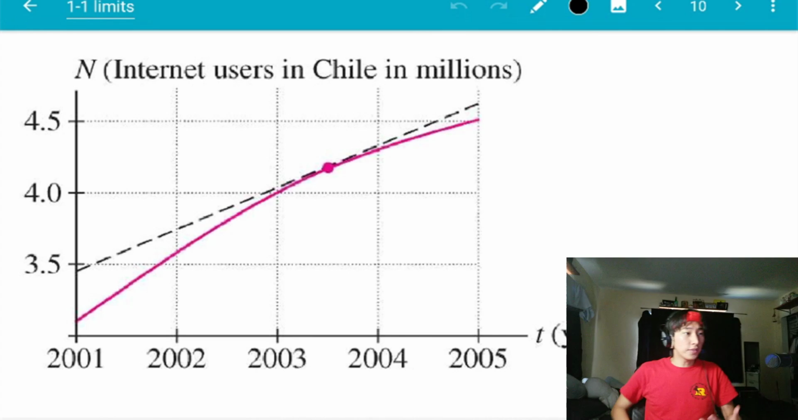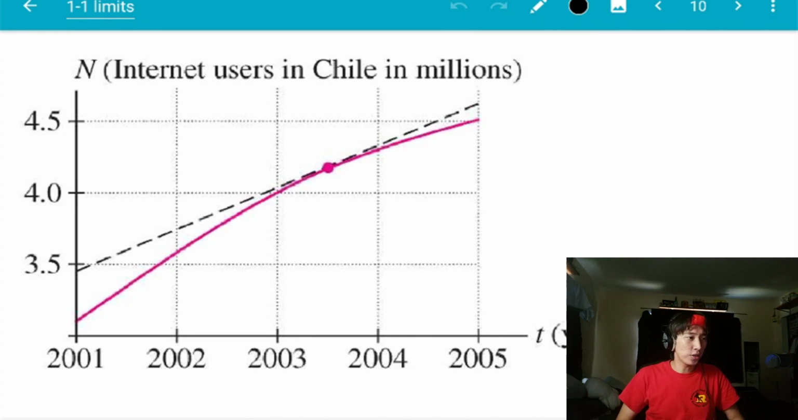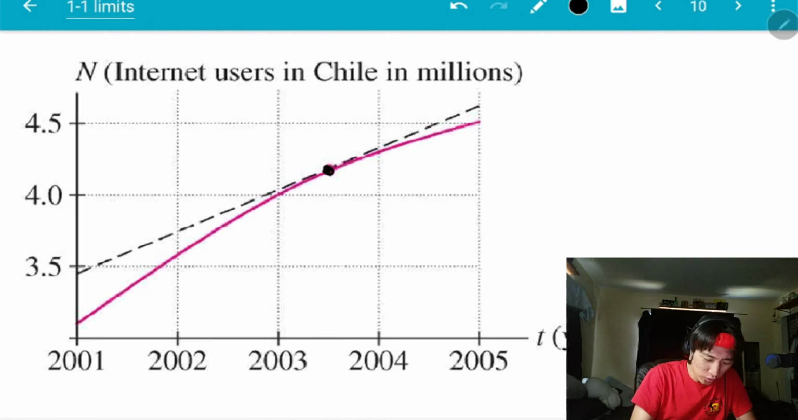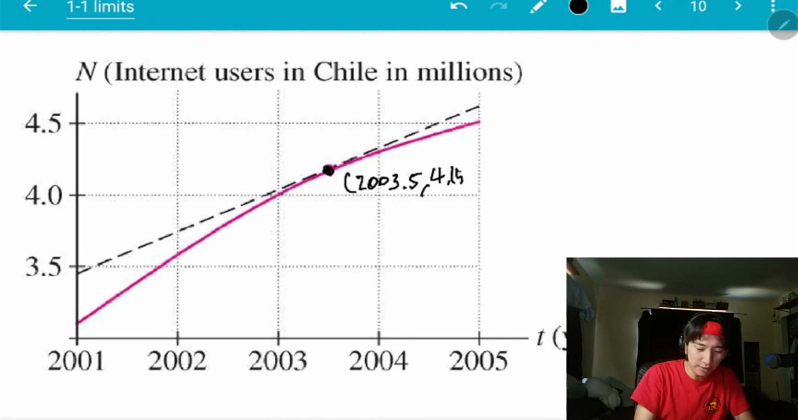Okay, good. A lot of us are getting like 0.29, 0.25, 0.38. A lot of us are getting numbers that are really, really similar to that. That's totally fine. Now, the reason why I said you're all going to get different numbers is because there are so many guesses that you're making. Like, what even is this point over here? In my mind, this is 2003.5, comma 4.15. That might have been it.